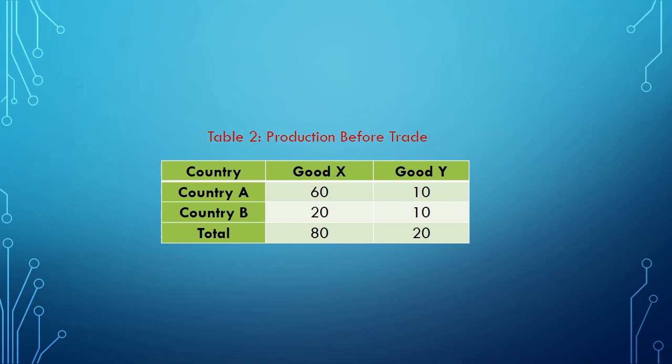Okay, so if we have two countries, it means that the total production of good X and the total production of good Y actually reflect total world production. So 60 plus 20, you will get total world production, which is equal to 80. So this is actually the same thing. If country A produces 10 units of good Y, and country B produces 10 units of good Y, the total world production is equal to 20.